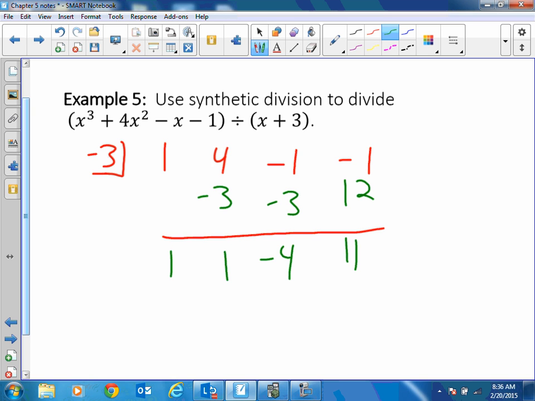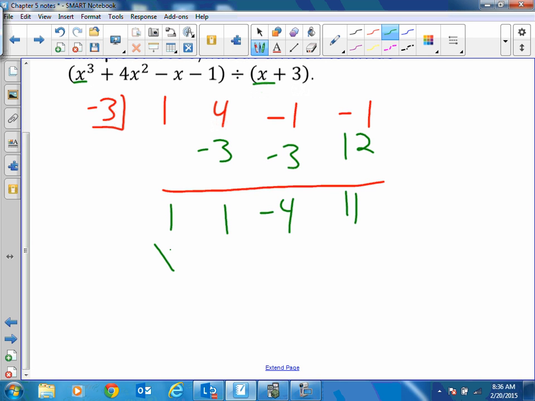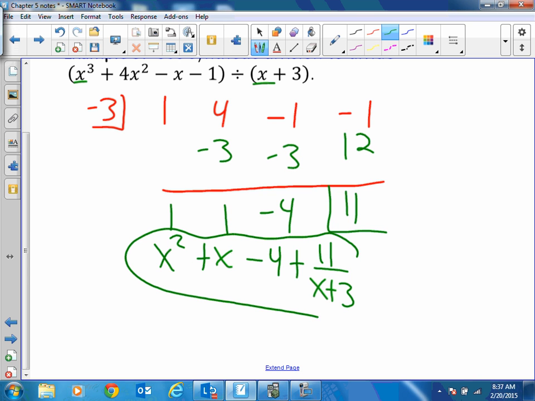Okay? So, now we have our answer. Remember, we took x cubed and we divided by x, so we're going to have 1 less x. So x cubed divided by x is going to be 1x squared plus x minus 4. Remember, this is our remainder, plus 11 over, what was it, x plus 3. And that would be your answer. You always have to take one x away. If you start at x cubed and you divide by x, it's going to be x squared. If you start at x to the 4th, divide by x, it's going to be x cubed.